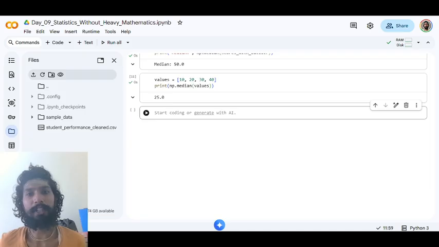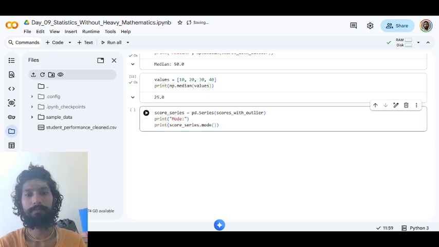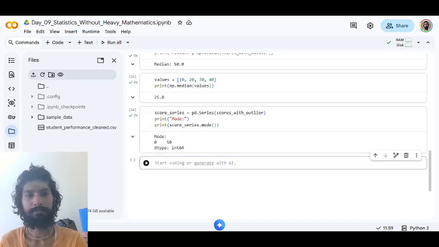The mode is a value that appears most frequently. Let us calculate it using pandas. Before running the cell, predict the result. The value 50 appears 4 times. The value 100 appears only once. Therefore, the mode should be 50. Run the cell. You should see 0 and 50.